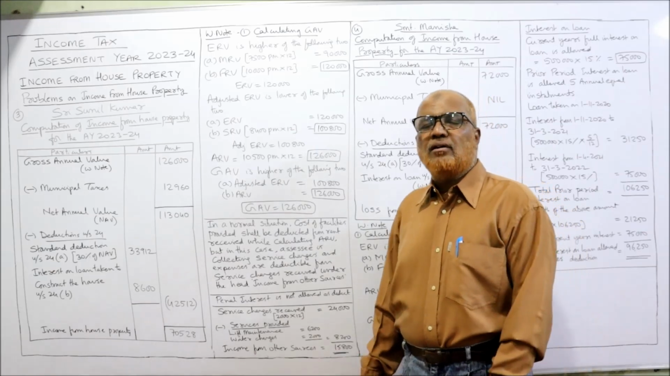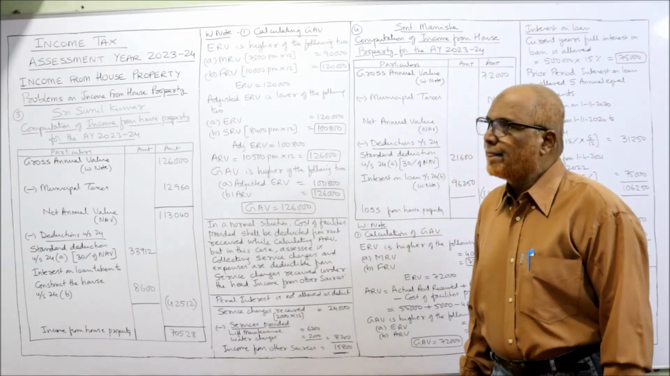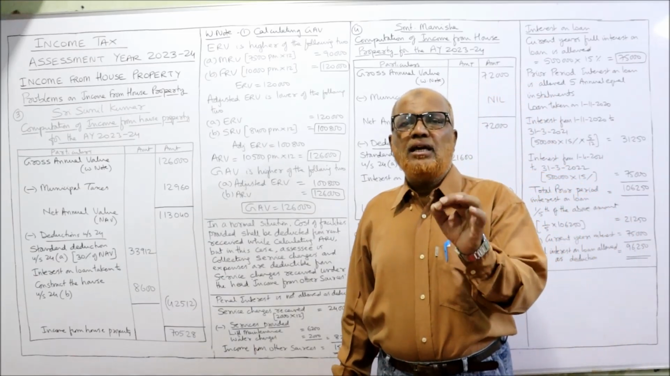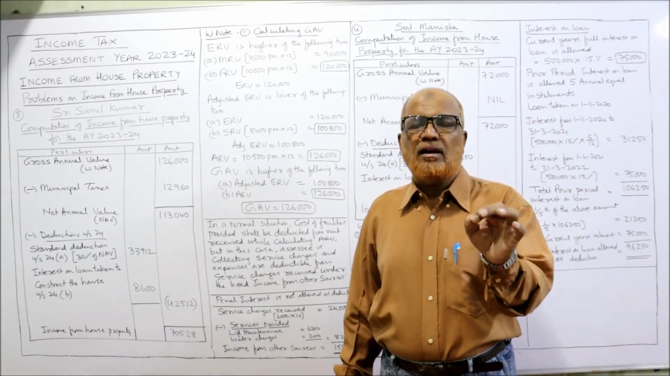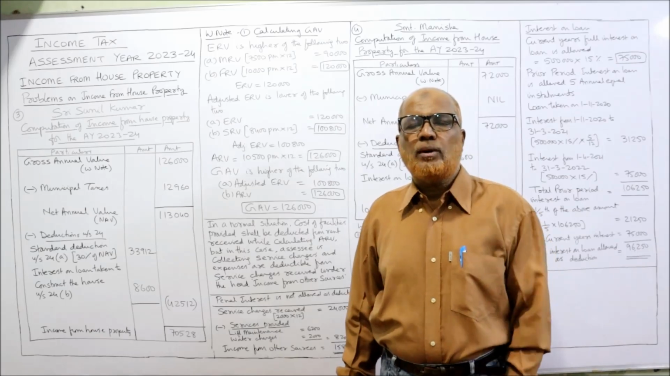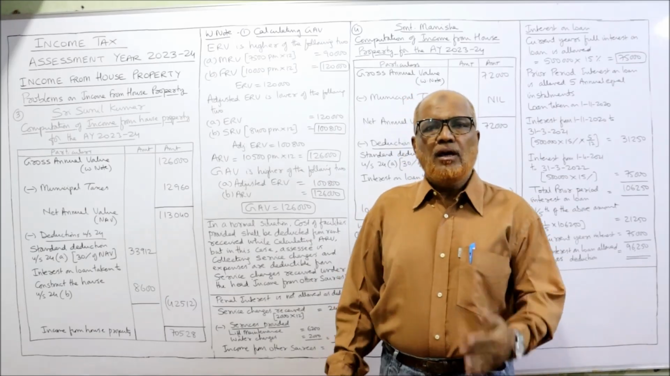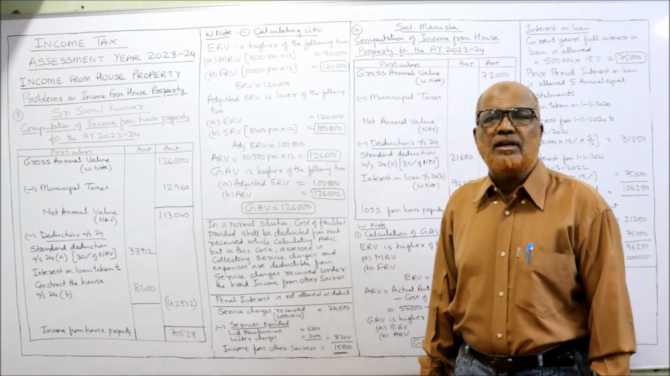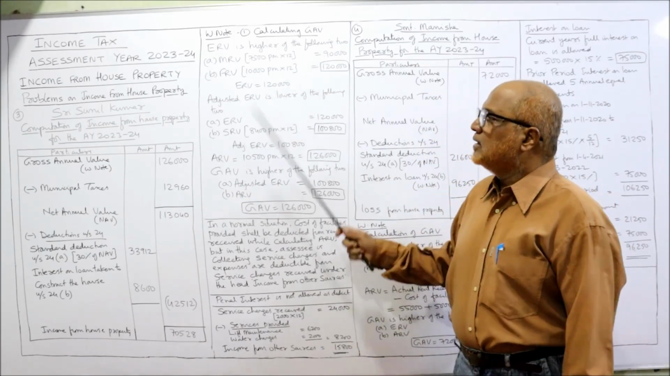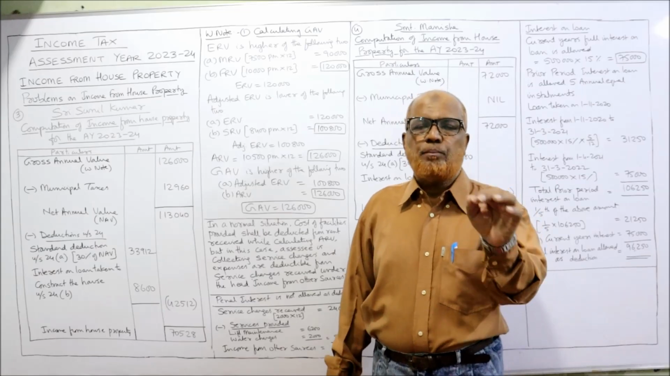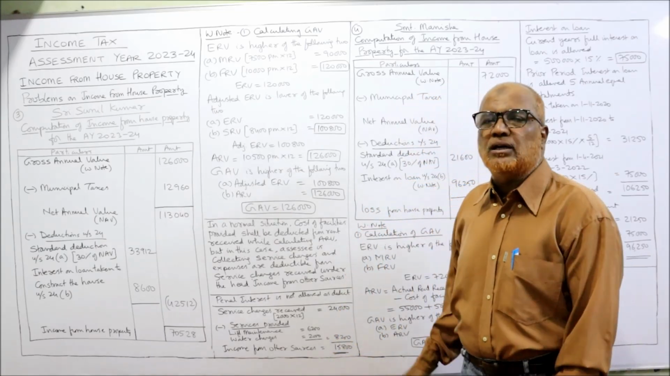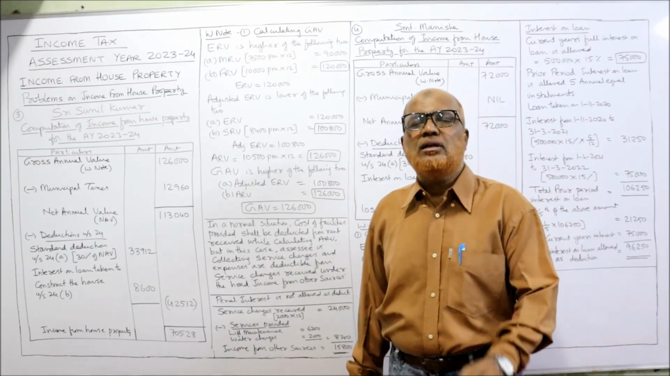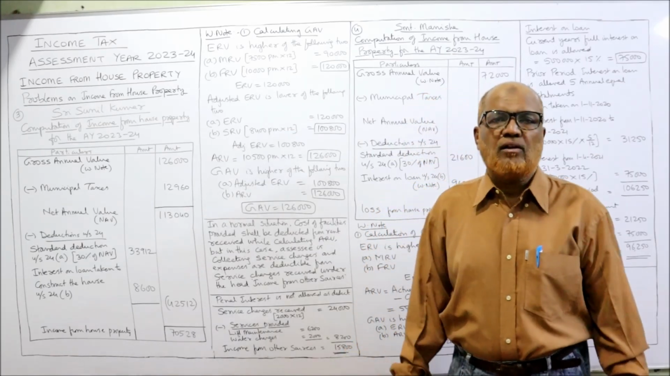Now in the working note, we calculate the gross annual value. Calculation of GAV. First, we need to calculate ERV, expected rental value, which is the higher of the following two amounts, MRV and FRV. In the problem, MRV is given as 7,500 per month into 12, which comes to 90,000. Then FRV is 10,000 per month into 12, which is 1,20,000. Whichever is higher, 90 or 120, 1,20,000 is higher, so that is the ERV.